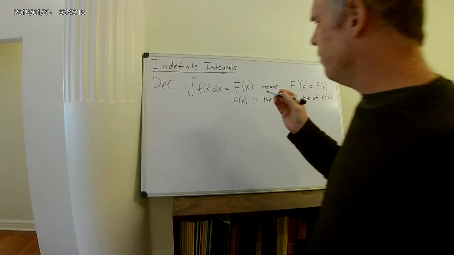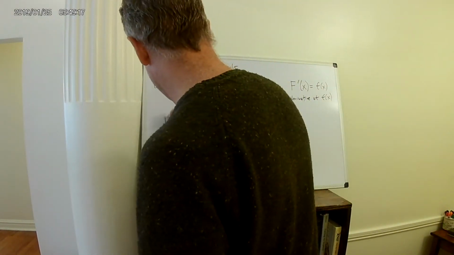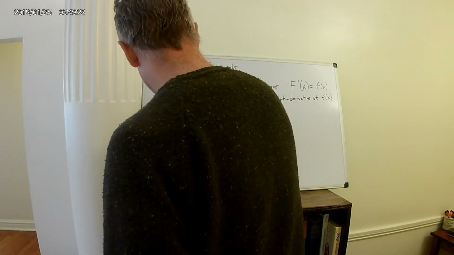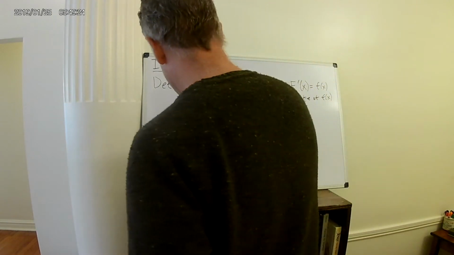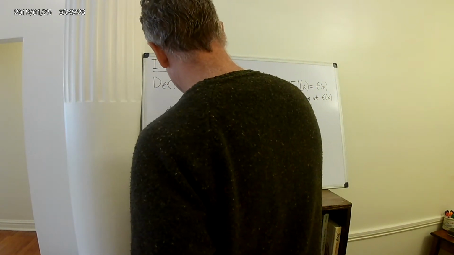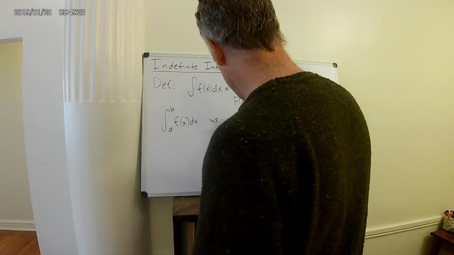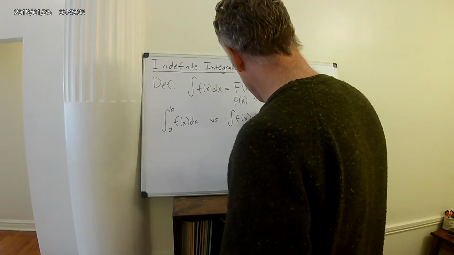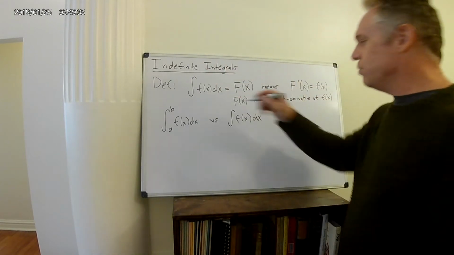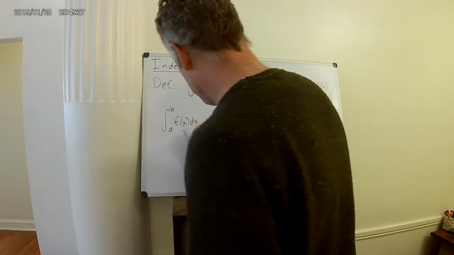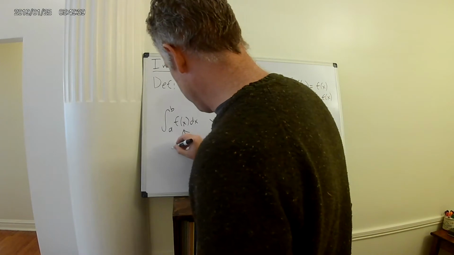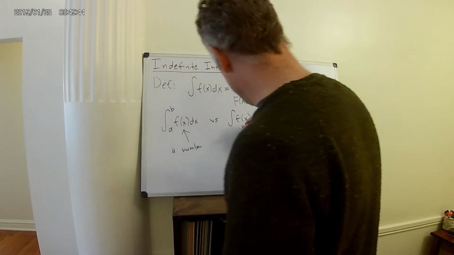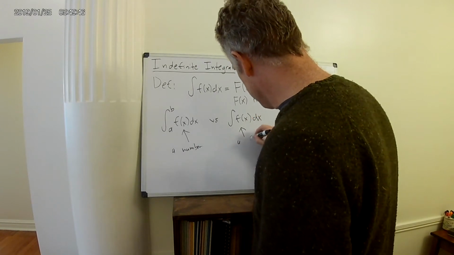And so what is the difference? Let's talk a little more about this difference. If I have a definite integral, it would have integration limits, of f of x dx, versus an indefinite integral, which has no integration limits. What is the difference between these two things? Well, this is a definite integral, and this is just a number. And this is a function.